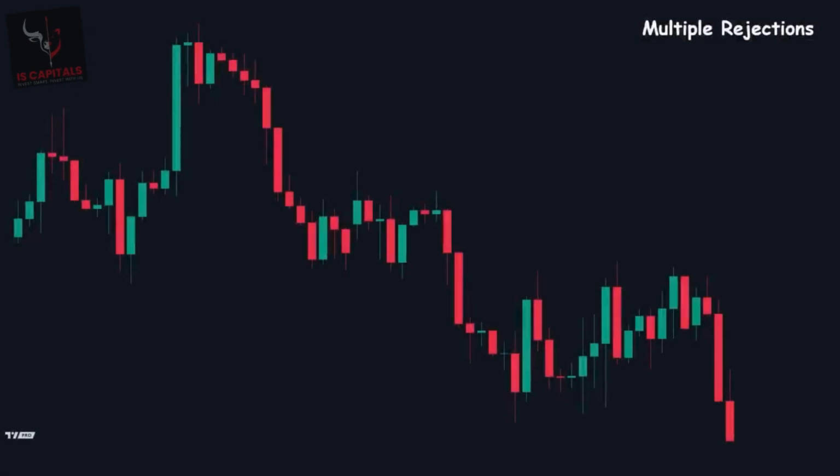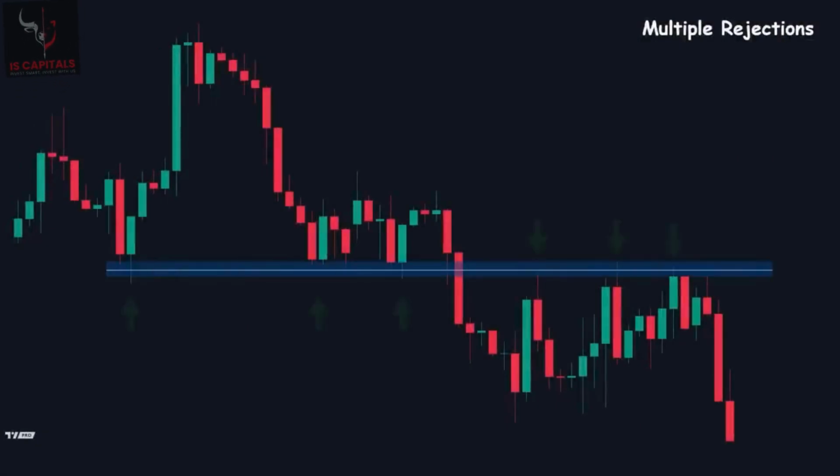Multiple rejections. Multiple rejections from a particular level show that traders have reacted at the same level multiple times, making it stronger. While more rejections increase the strength of the level, they don't guarantee that it will hold. When the market taps into a level, we closely monitor price action to see what's happening. If the rejections weaken over time, the chances of the price breaking through that level increase. However, if the price retests this area again and holds, it becomes strong support.